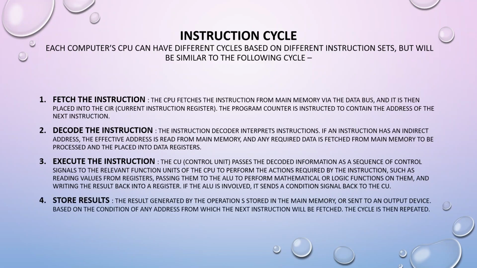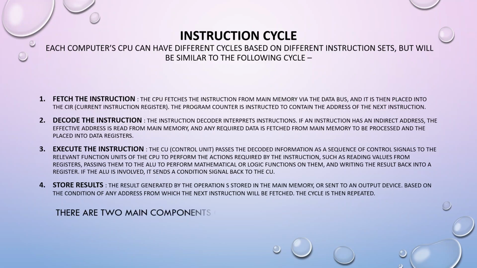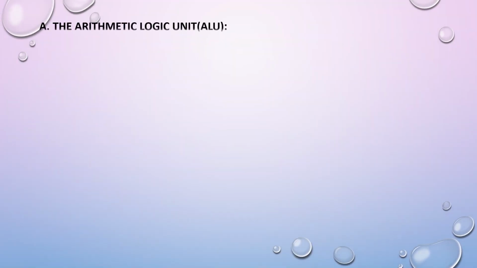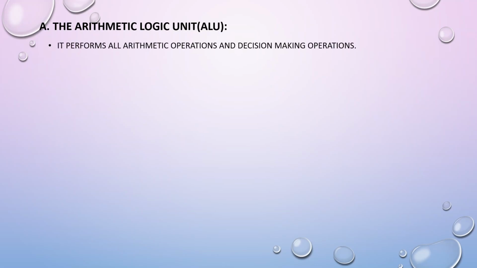4. Store results. The results generated by the operation are stored in the main memory or sent to an output device based on the condition of any address from which the next instruction will be fetched. The cycle is then repeated. There are two main components of a CPU. A. The arithmetic logic unit, ALU. It performs all arithmetic operations and decision-making operations.